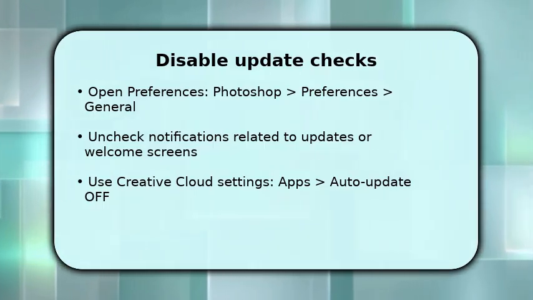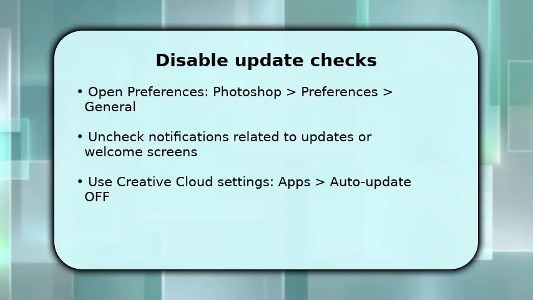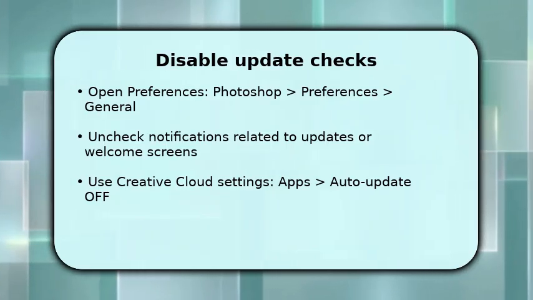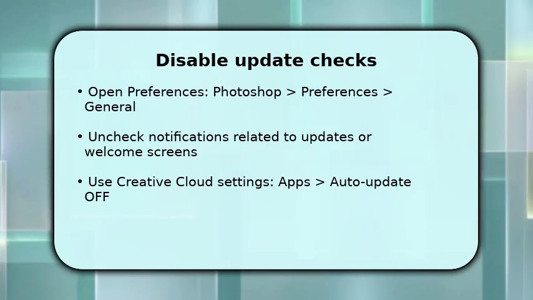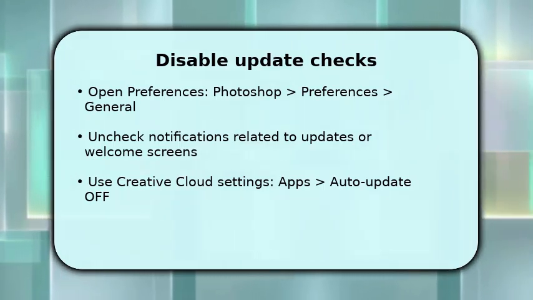Next, open the Creative Cloud desktop app, go to the Apps tab, and disable Auto Update for Photoshop. This prevents remote update prompts. If a checkbox for Notify Me about updates exists, turn it off. These steps stop both app-level and cloud-driven reminders.